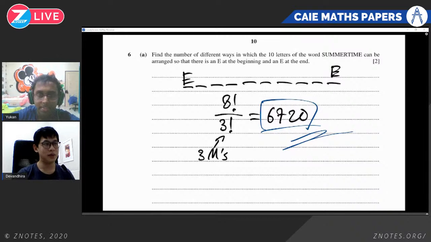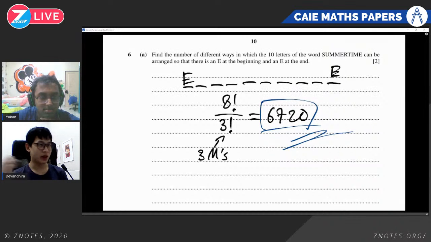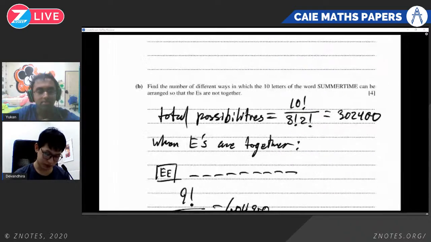No. Okay. Also, actually, let's say there's a bunch more repeated letters. Like, let's say there are 2 T's in summertime. You would also divide by 2 factorial. That's correct. So you have to eliminate that sort of thing. So you have to divide by the number of repetitions of letters. Okay. Right.